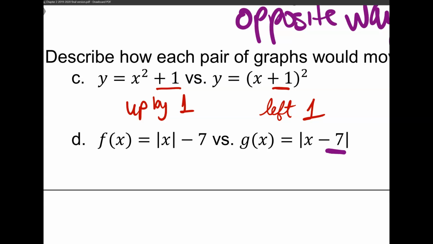All right, Jesse, do you want to try out the first part of D? So when I say describe how it's moving, I'm looking at it compared to just absolute value of x. How is this one moved? Well, it's outside the absolute value. So down by 7. So if it's outside the absolute value, outside the parentheses, it's up and down. Versus inside, you see how I have absolute value of x minus 7 right here? Since it's inside the absolute value, it's going to be horizontal. But I see a negative, which means it's going to be going to the right by 7. It'd be going in the positive direction.